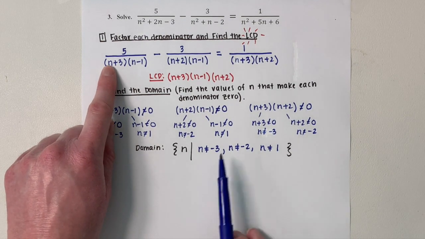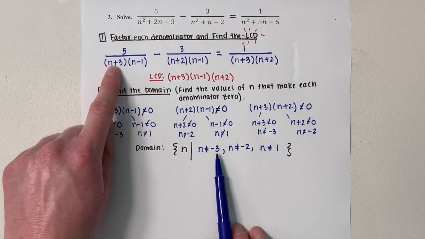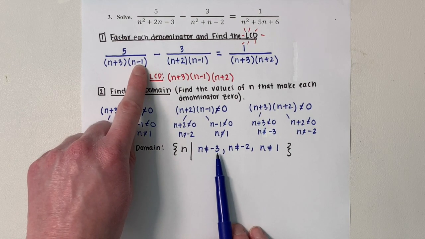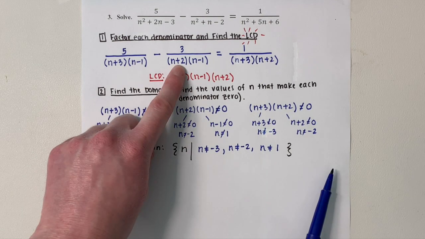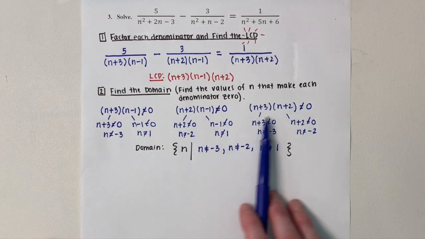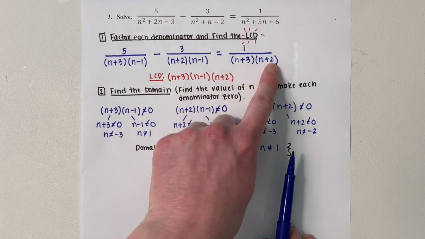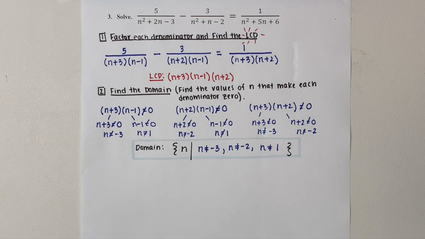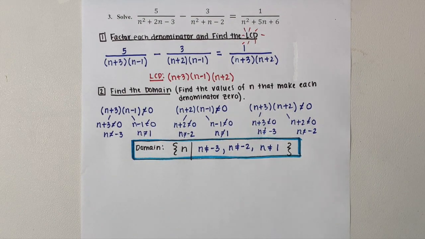Let's see, if n was -3, we'd have -3 plus 3, which would give us 0. So n can't equal -3. Here, n can't equal 1 because then we would have 1 minus 1, which would give us 0. Here, n can't equal -2 because then we'd have -2 plus 2, which would give us 0. So instead of going through this whole process, you can find the domain by just mentally examining each factor and figuring out when that factor would be 0. So I've highlighted this domain because we're going to come back to it in the last step.